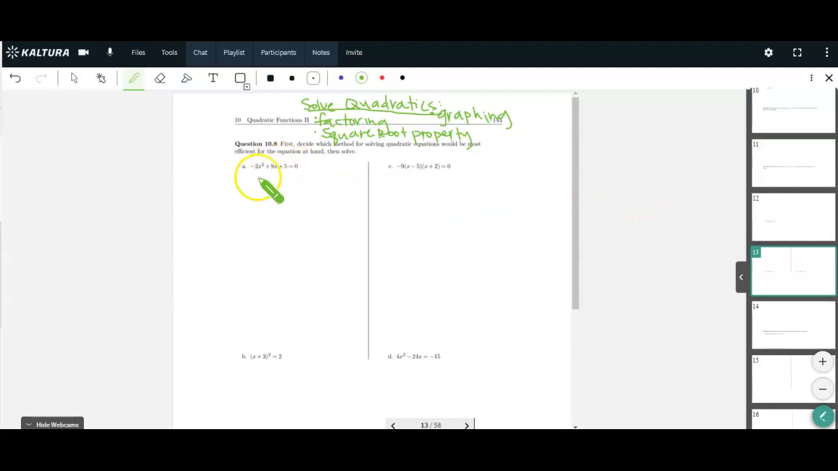All right, let's do this first one together. I want you to think about the different ways that we could solve this, right? So decide which method for solving the quadratic would be most efficient, and then solve it. All right, so on this one, I'm going to look at it and say, well, it might factor. All right, so I want to try and look at this first and see if it would factor. So I'm going to write that out here to the side, all right, just to see.